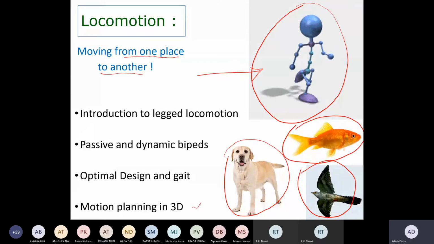Then motion planning in 3D. When we are walking from one point to another point, how do we go from one position to another position? That is what we mean by motion planning. So today's talk, I'll start off with a basic introduction, then I'll move on to research issues and design.